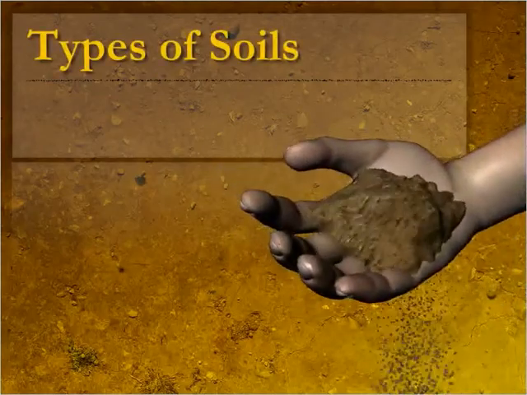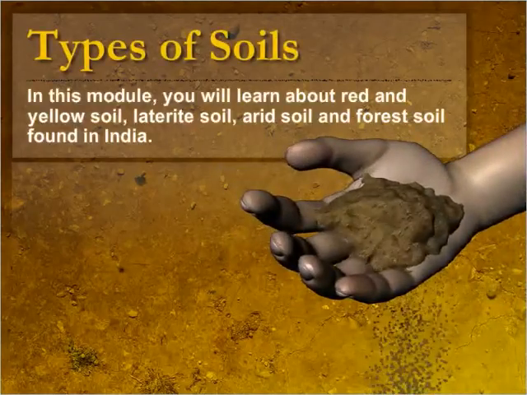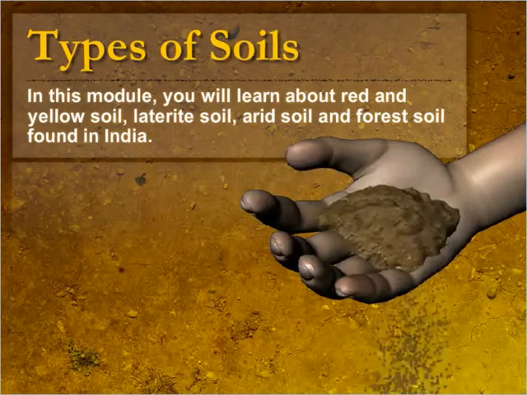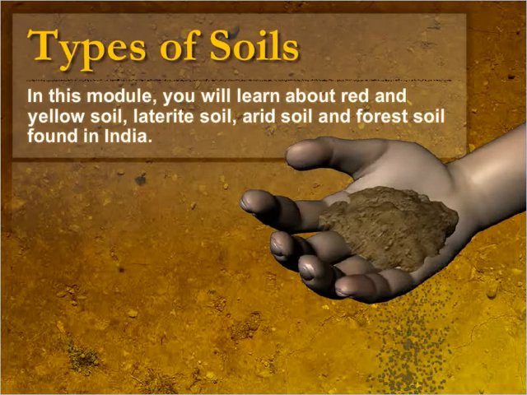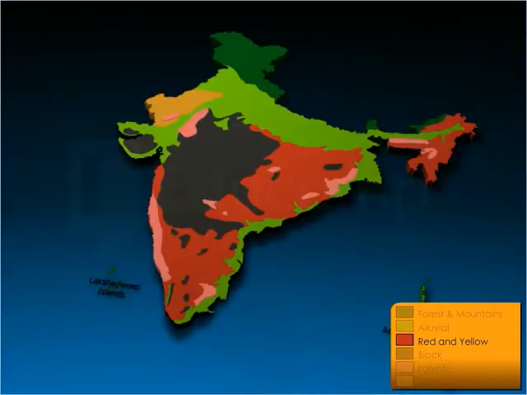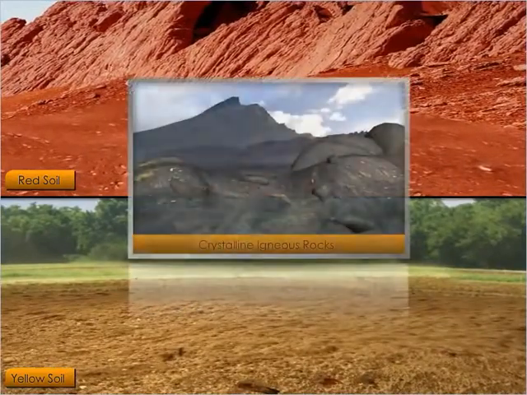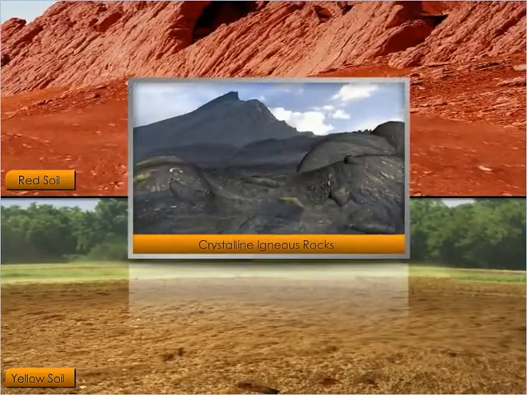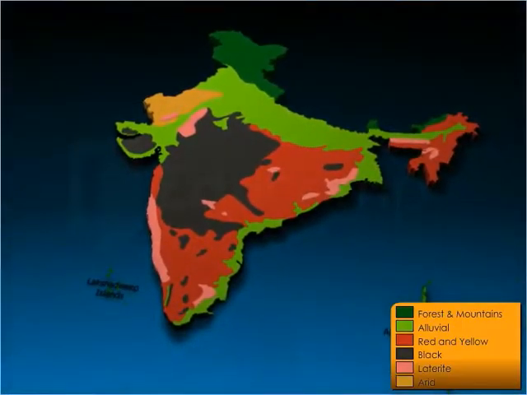Types of soils. In this module, you will learn about red and yellow soil, laterite soil, arid soil and forest soil found in India. Red and yellow soils are formed by the weathering of crystalline igneous rocks. In India, these soils are found in abundance in the eastern and southern parts of the Deccan Plateau, parts of Orissa, Chhattisgarh, southern parts of the Middle Ganga Plain, and in the region at the foothills of the Western Ghats.